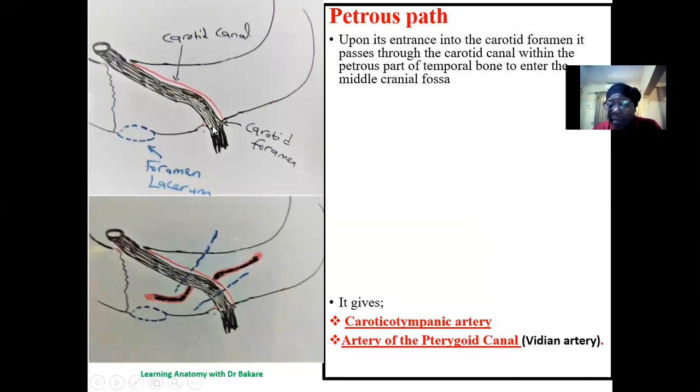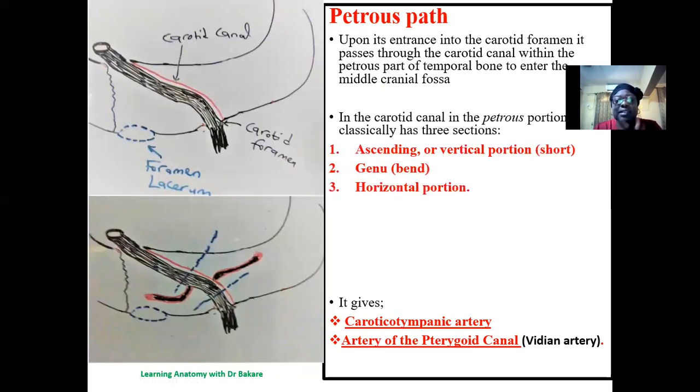From the carotid foramen, it now enters through the carotid canal. So it gains its entrance into the carotid canal through the carotid foramen. But one interesting thing about the carotid canal is that it does not run vertically. So there's a kind of bending along the path within this petrous section, so it is able to give three sub-regions. We have the ascending region or the vertical region, and this is the ascending part where it ascends. Then we have the genu, which is the part where it bends, and this is the second region.